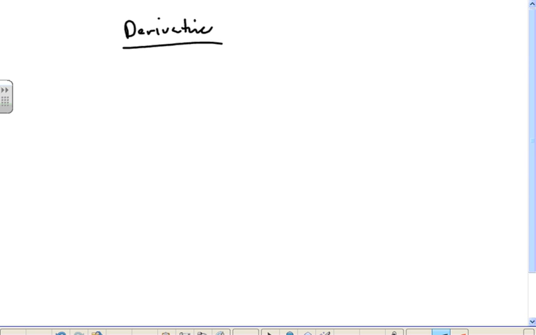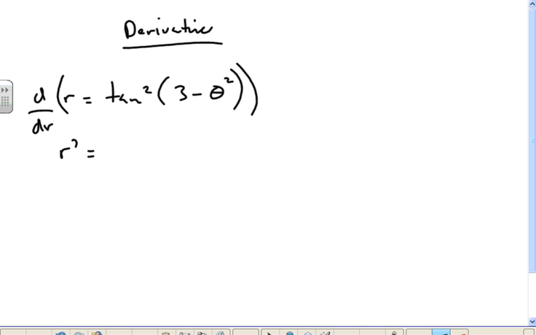We'll do like 5. So first off, let's try the derivative of r equals tangent squared of 3 minus theta squared. All right, let's find the derivative of this function. So we'll take this with respect to theta, and what we have then is r prime. And remember, we have to use the chain rule. This is the same thing as writing the function as tangent of 3 minus theta squared, all quantity squared.